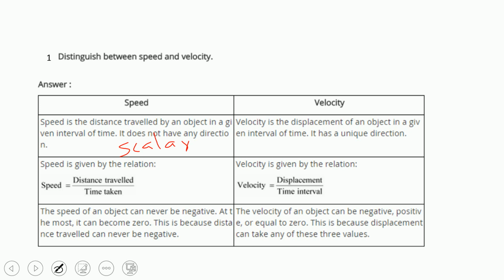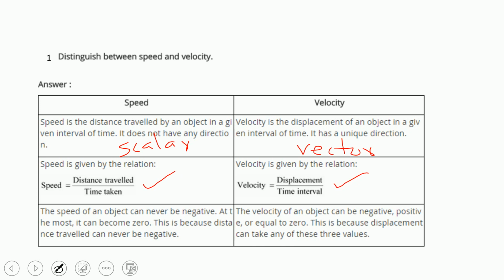Now, what is velocity? Velocity is the displacement of an object in a given interval of time. It has a direction, because displacement has a direction from the initial to the final position. So we can say that it is a vector quantity. Speed is given by the distance traveled upon time taken. Velocity is the displacement upon time interval. Understand?